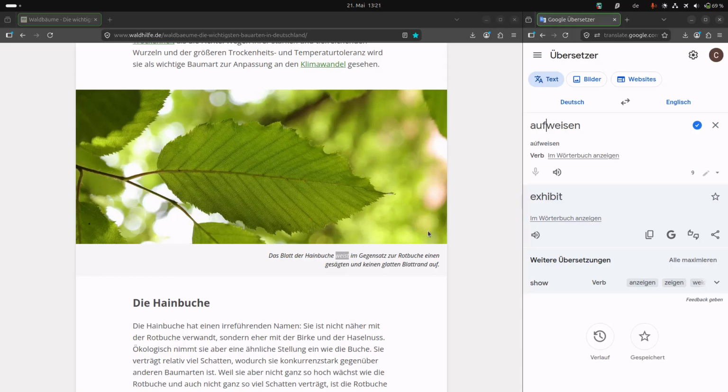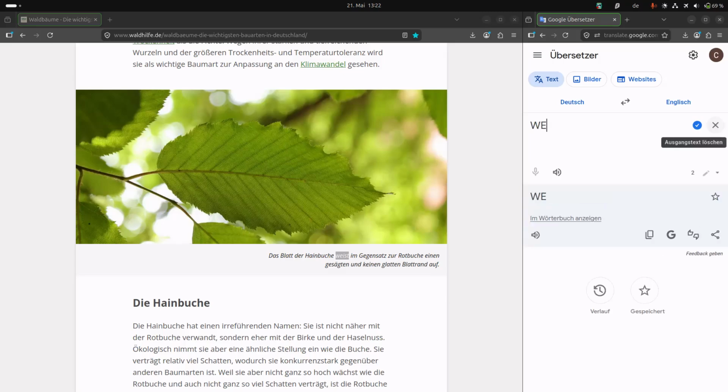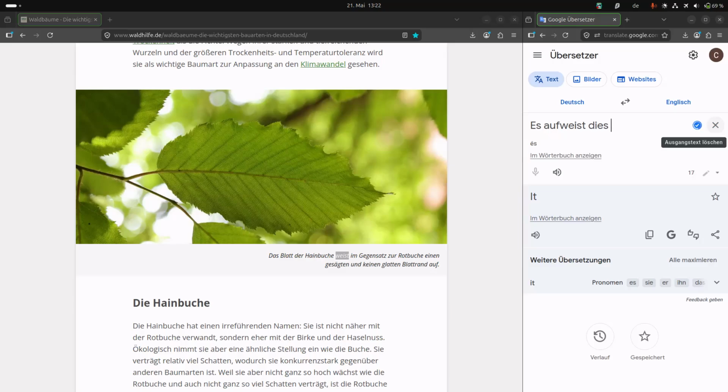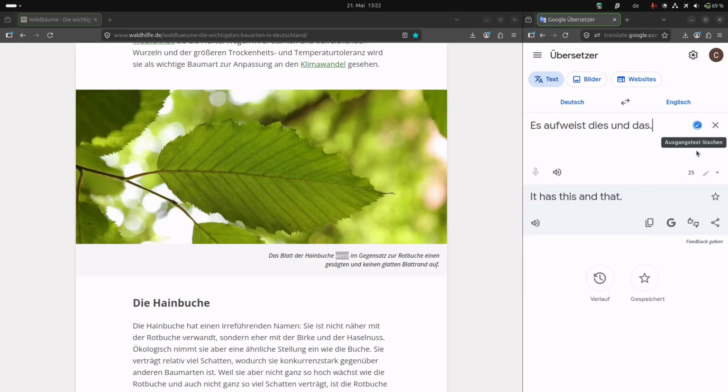You can't say es aufweist dies und das. This is not correct. I mean, you would understand it, but it is just not correct. You have to say es weist dies und das auf. So here you see it has this and that.